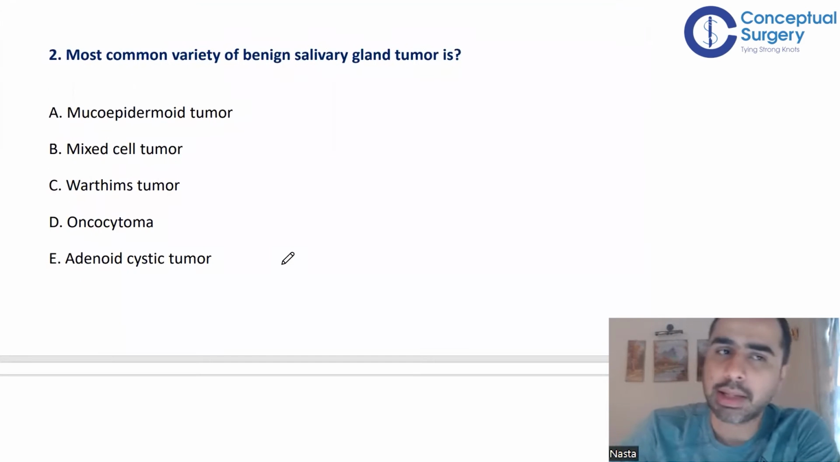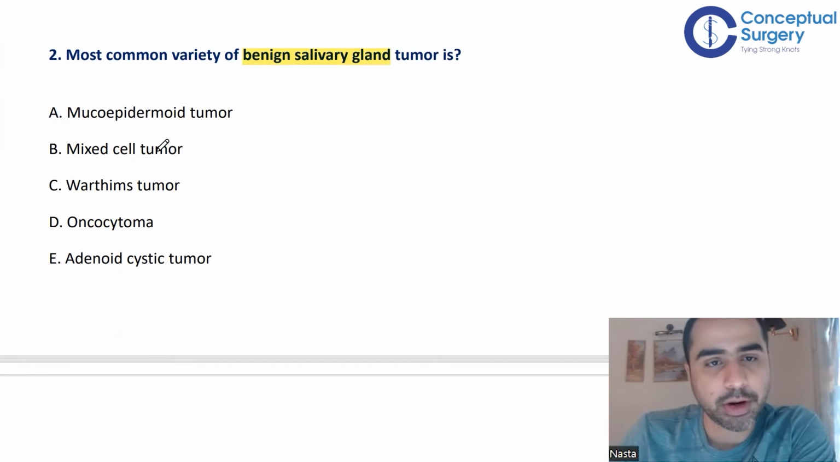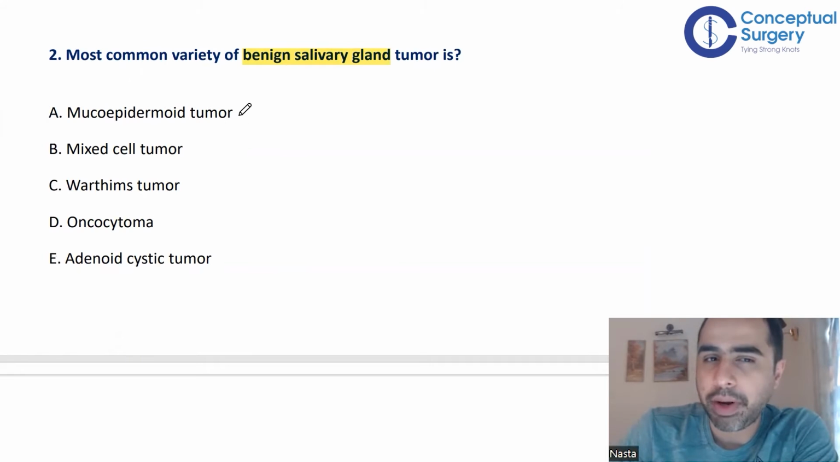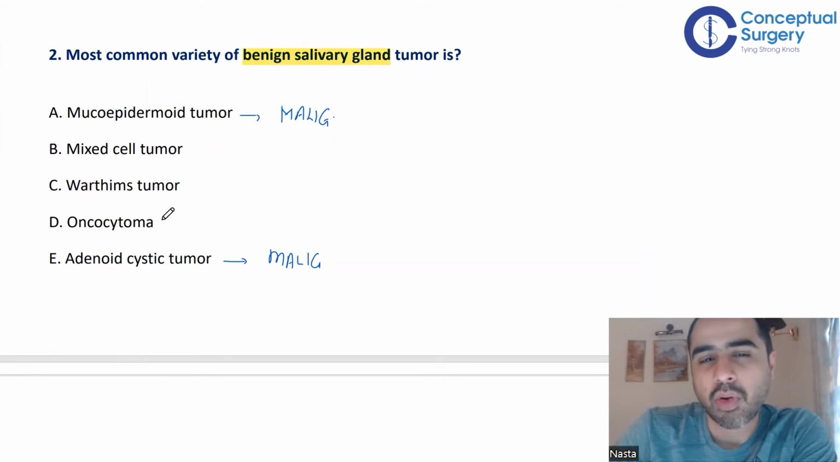Okay, this is a yes and no question. Either you know it or you don't. Most common variety of benign salivary tumor. The options are mucoepidermoid, mixed more than oncocytoma, adenoid cystic. Now, mucoepidermoid is malignant. Adenoid cystic is malignant. Oncocytoma can be either, but usually it is benign.